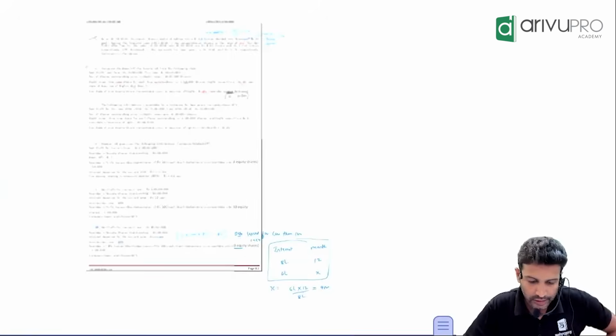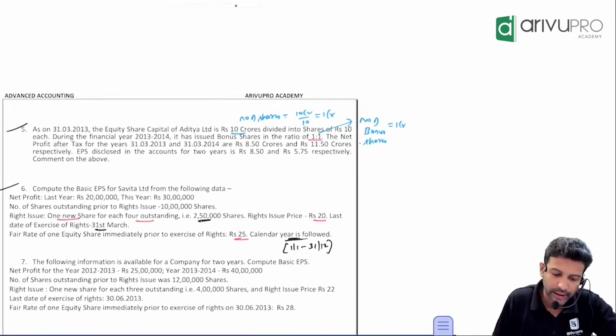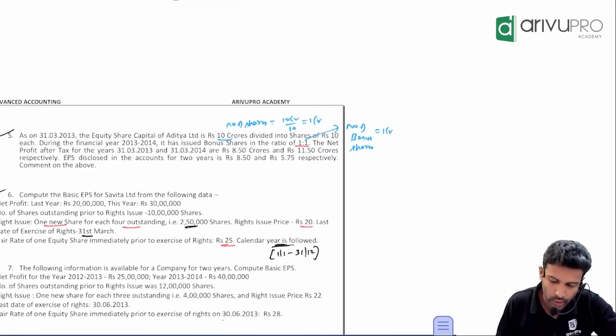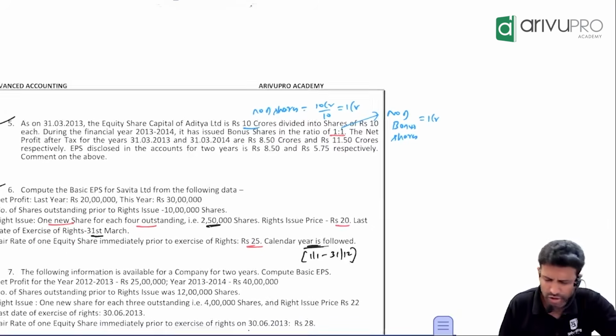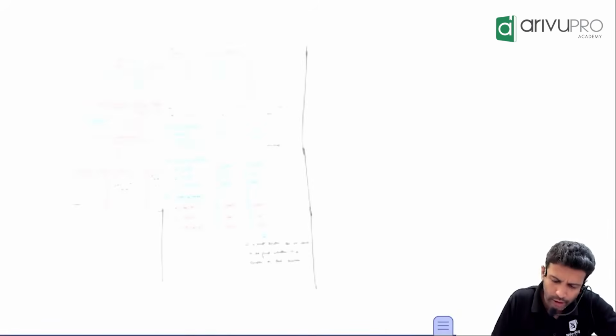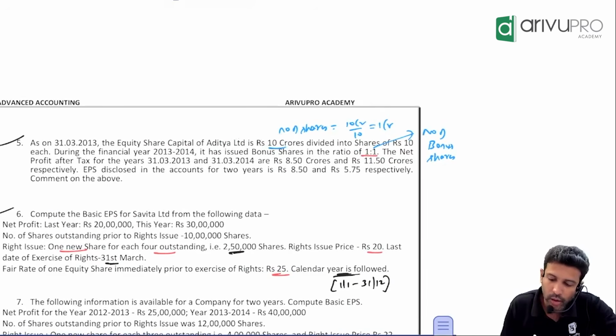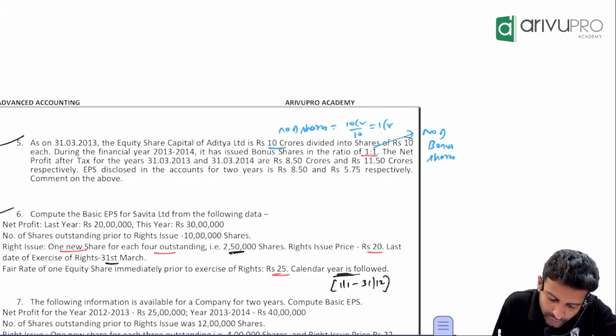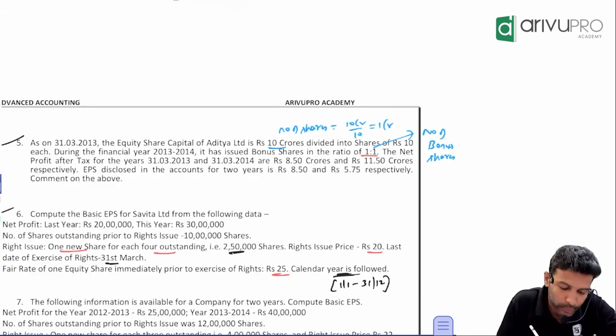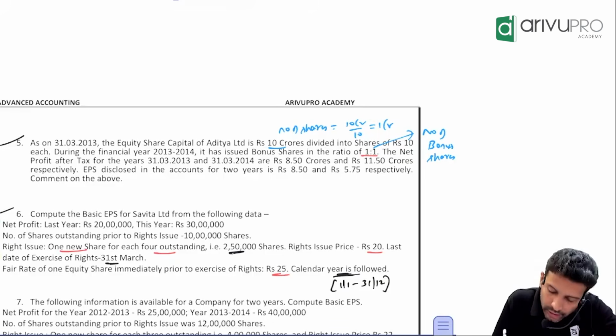Now let's go for one question just to have a little clarity. This is our class notes question, and a similar question you might find in the ICA material also. Equity share capital of Aditya is 10 crore. It is rupees 10 crore, which means this is equity share capital, not number of shares. The face value of each share is 10 rupees. That means how many shares? 10 crore divided by 10, we have 1 crore shares.